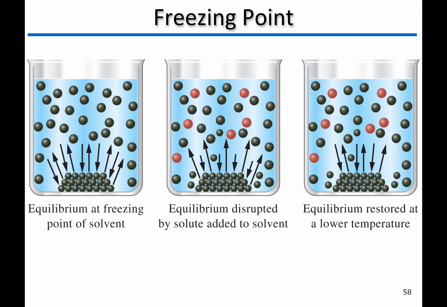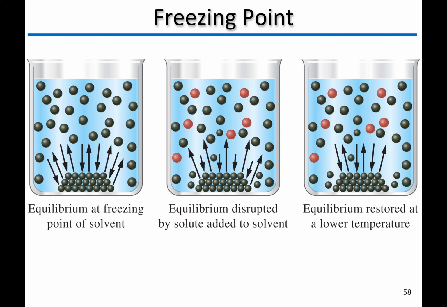So we have molecules simultaneously becoming solid and then going back into solution. So we're right at the freezing point. We're at the equilibrium where we're forming solid, but we're also still a liquid. So if we add a solute to this, so we have a happy equilibrium here, just like we did with our vapor pressure. So if we add a solute, we disrupt the equilibrium.